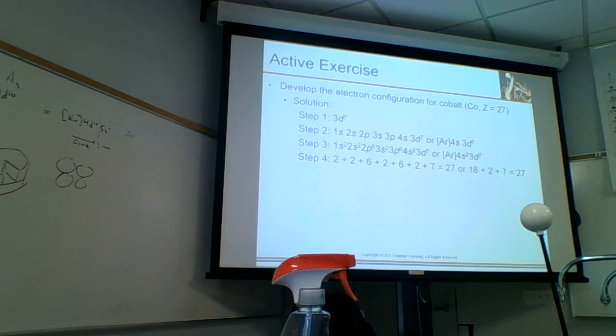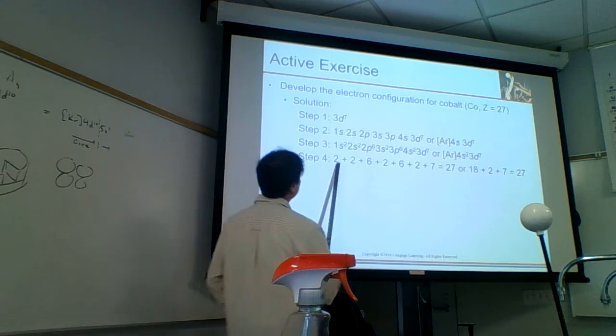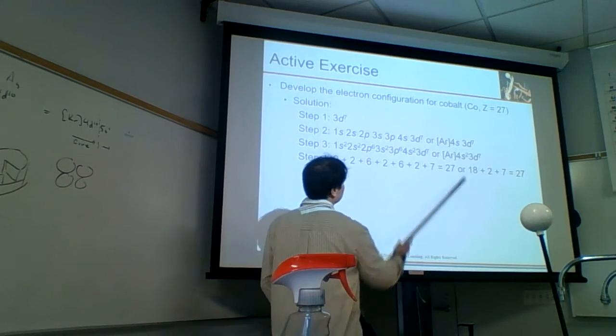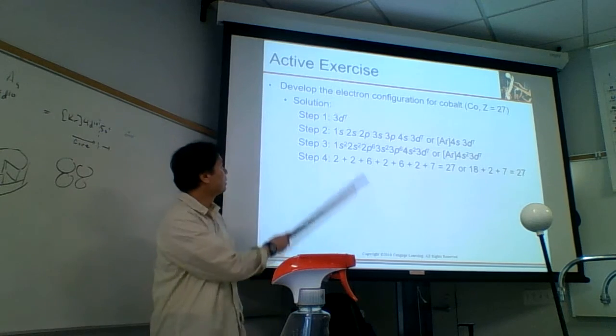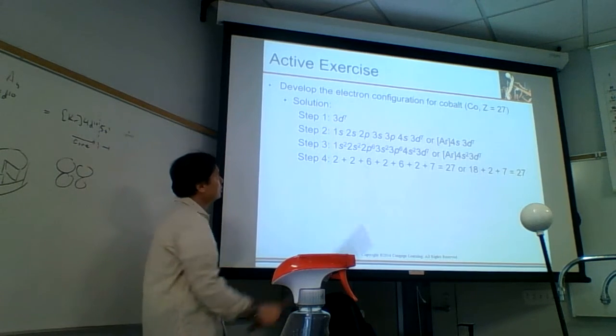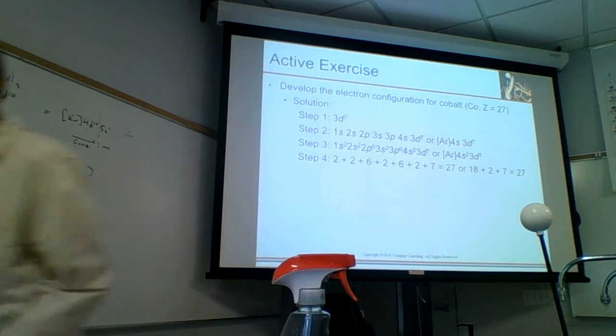I don't know what they're doing with this stuff, because I just don't do it this way. 4s2, 3d7. I guess they're looking at its position here in the periodic table first.